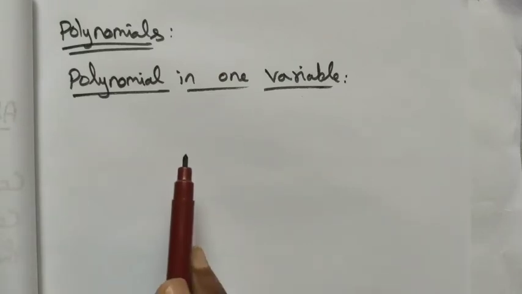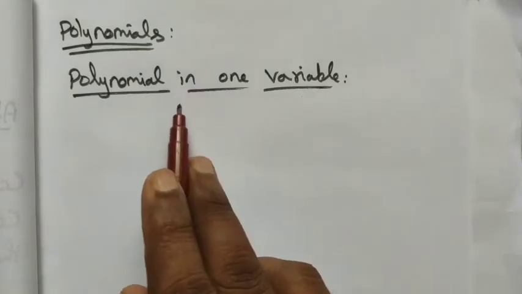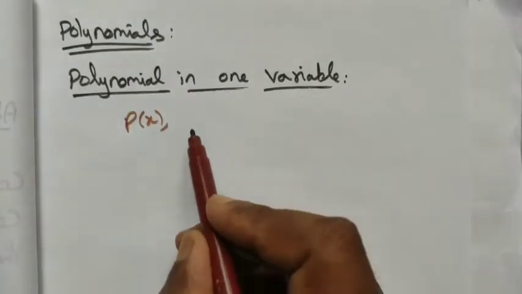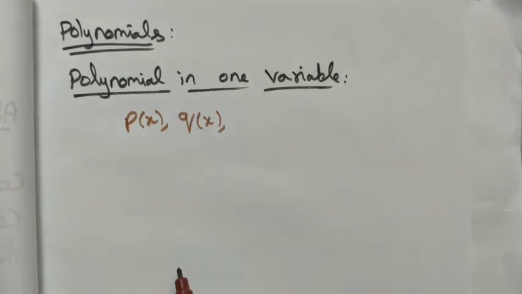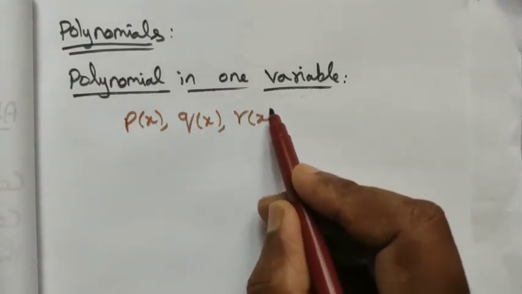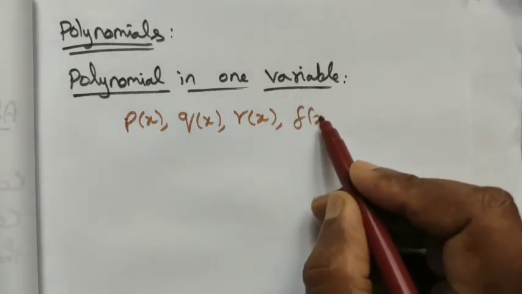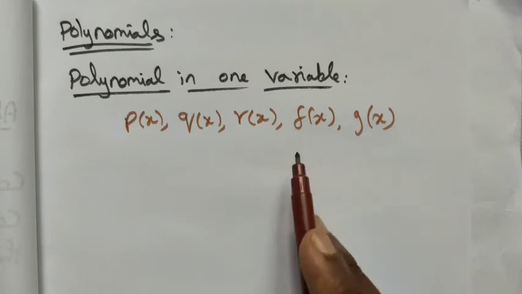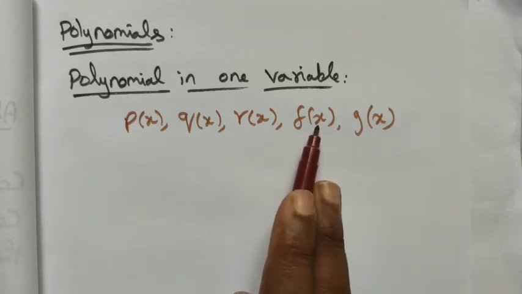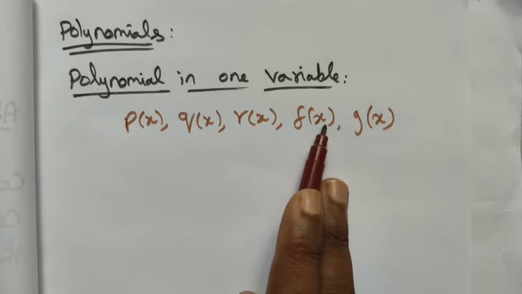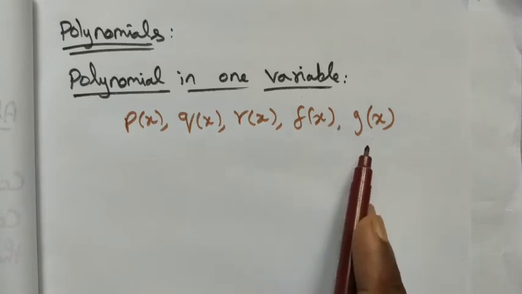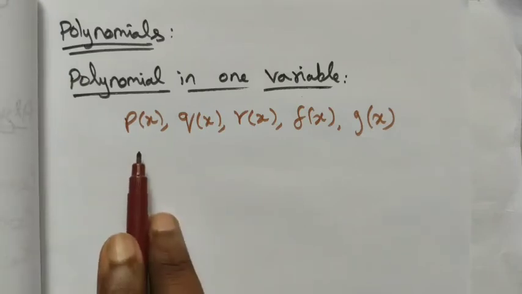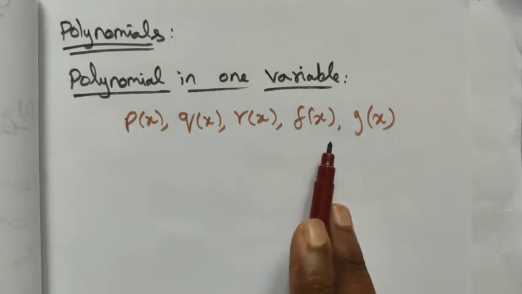Next topic is polynomial. Polynomial in one variable. First of all, polynomials are denoted in the form p of x or q of x or r of x, f of x and g of x. These are the notations for mentioning a polynomial. Either we can use x or y or t or z, whatever it may be, right? p of x is the polynomial. The polynomial is mentioned in this form.